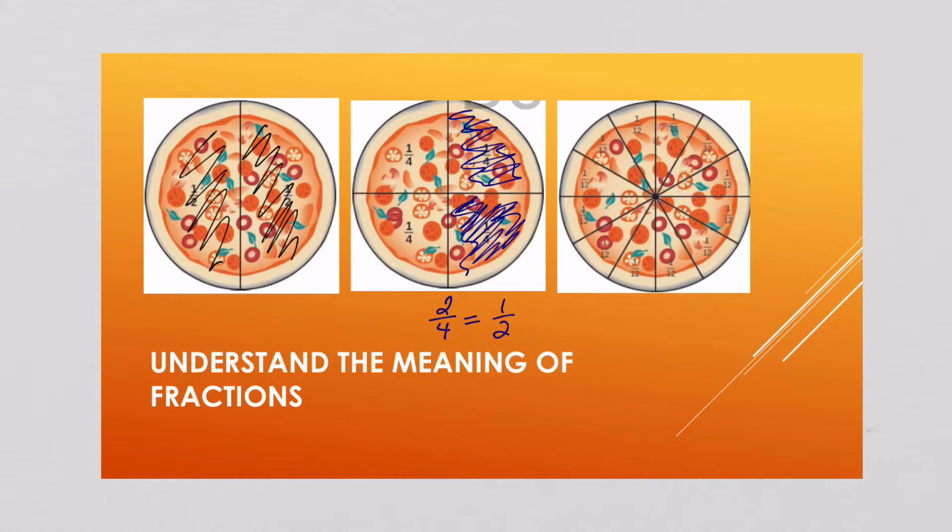But if you look at this last one, you've got this one cut up into 12 slices. And how many of these slices does it take to make up half of a pizza? There's 1, 2, 3, 4, 5, 6. So 6/12 is also equal to 1/2.